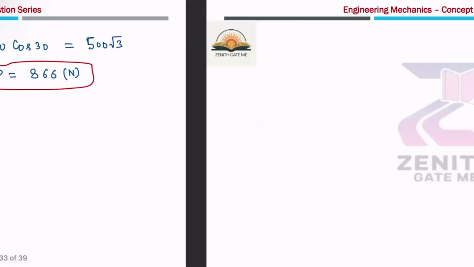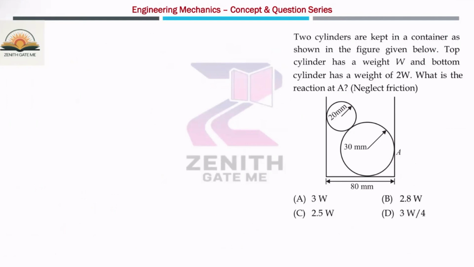Now the next question is, here two cylinders are kept in a container as shown in the figure given below. The top cylinder has a weight of W, and the bottom cylinder has a weight of 2W. What is the reaction at A point? Okay, so you have to calculate the reaction at A point. For this question, first of all, you have to draw the free body diagram of this small cylinder, and after that, the free body diagram of this bottom cylinder.